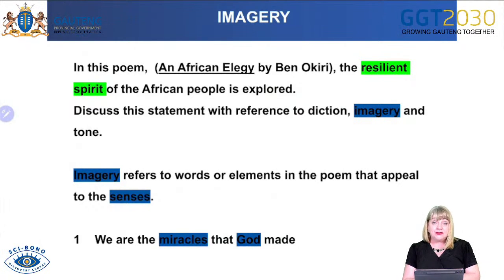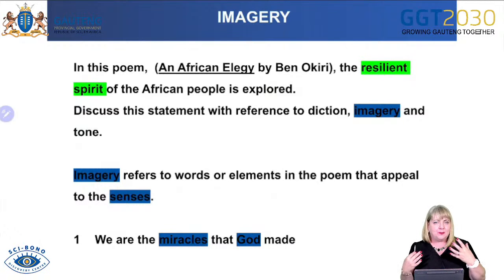And then they also asked about imagery. In this poem, An African Elegy by Ben Okri, the resilient spirit of the African people is explored. Discuss this statement with reference to diction, imagery, and tone. So again, remember that was our question. Now we're going to go on and look at imagery. So just as a reminder, imagery is any use of words or elements in the poem that appeal to the senses.